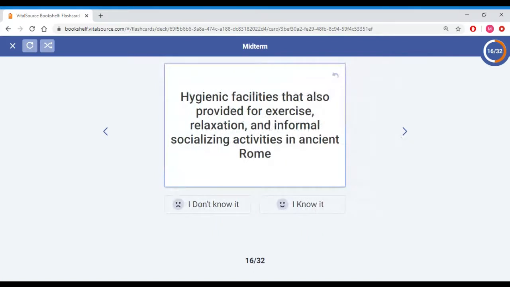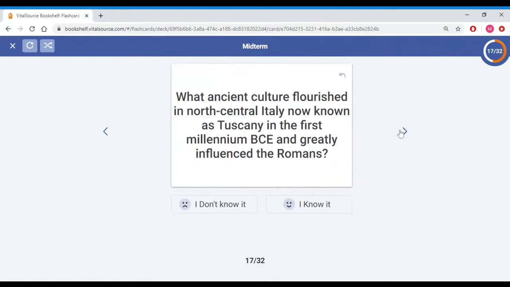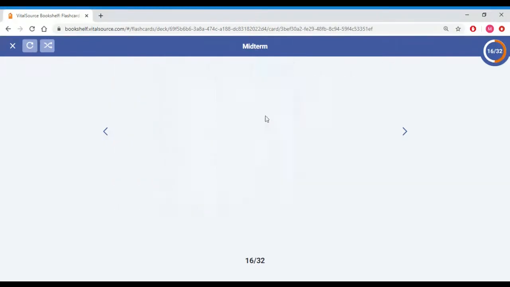Hygienic facilities. This one should be pretty simple. Provided exercise, relaxation, and foremost socializing activities. If you see an answer, country club, please don't answer that one. It's the Roman baths, public baths.